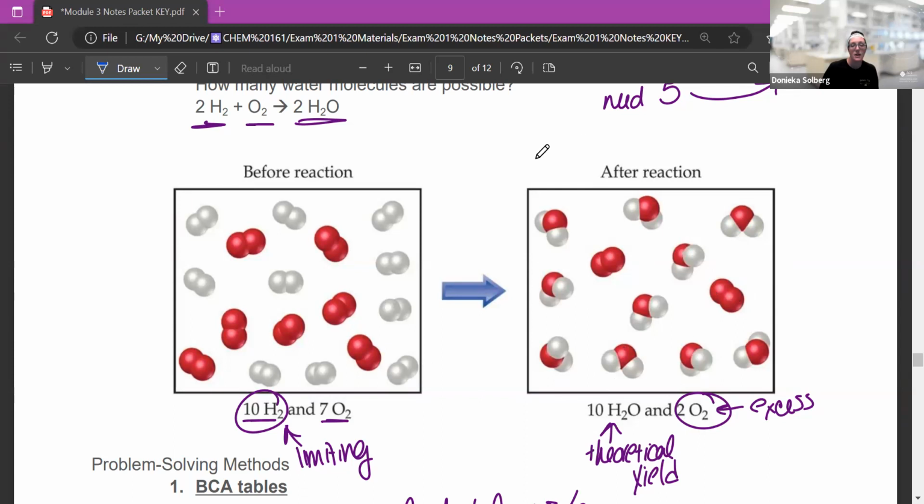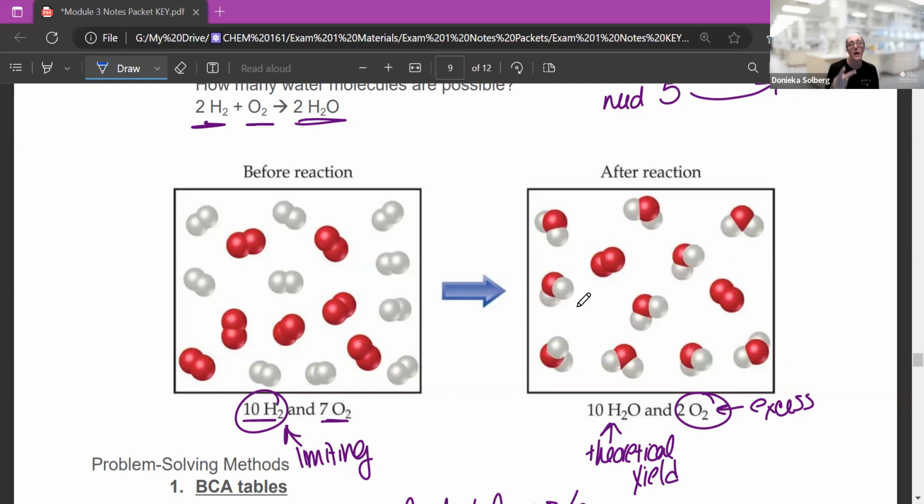Okay, so this works for all situations. You're going to have some of this and some of this. Well, how many can I make based on whichever one's going to run out first? And then I'm going to have some excess of something else left over. Okay, so this was the molecular level. You'll notice I didn't lose any atoms or anything. We're going to scale it up to a mole and a gram level.